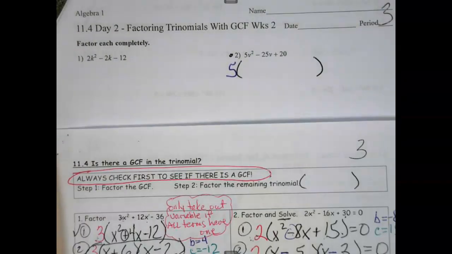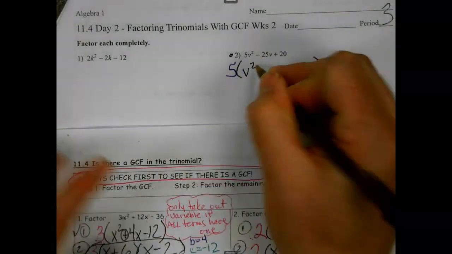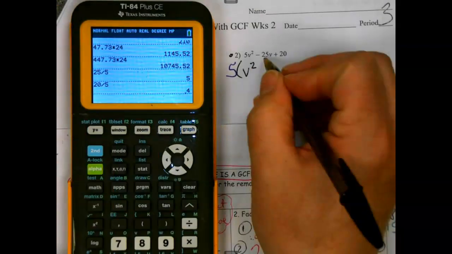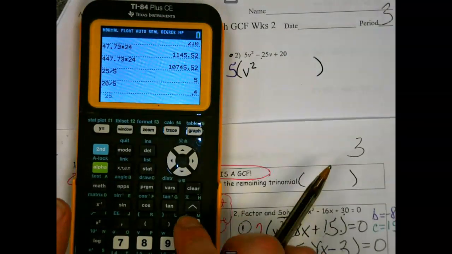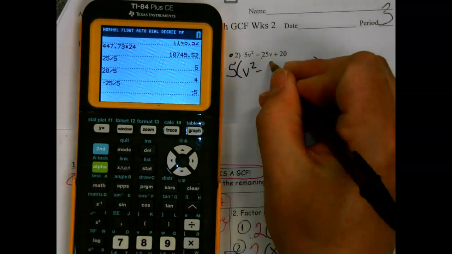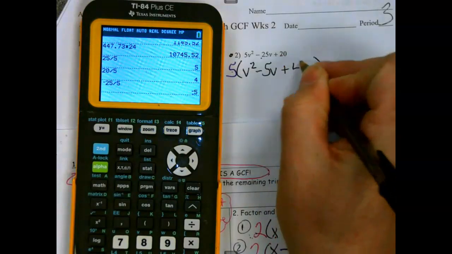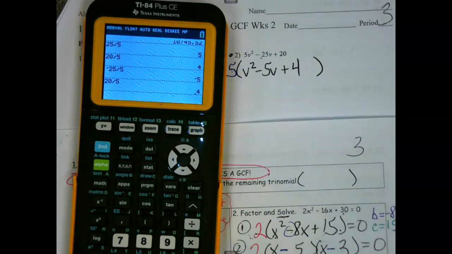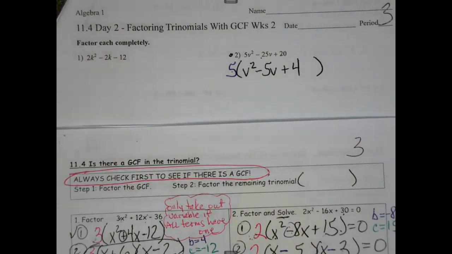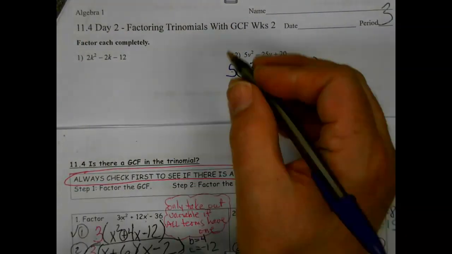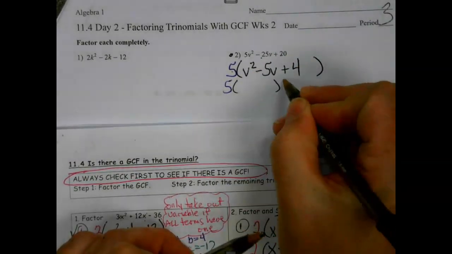And then basically all you're doing for the rest of these is going through and dividing, watching your signs. I mean, that's a negative 25, that's different than positive 5. Positive 20 divided by 5 is 4. Okay? For our purposes and what we have left to do on this one, the only thing we're focused on is what's inside the parentheses.